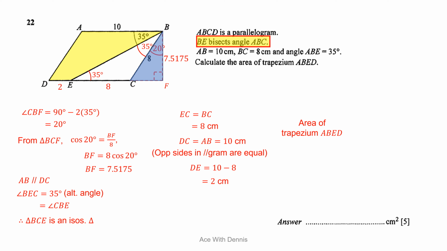So now I can find the area of trapezium ABED, which is half times the sum of parallel sides times the height. For this case, it is half times AB plus DE times BF. Then I can substitute all the values here, which is half times 10 plus 2 times 7.5175. And the value is 45.1 cm squared to 3 significant figures. So the answer is 45.1 centimeters squared.